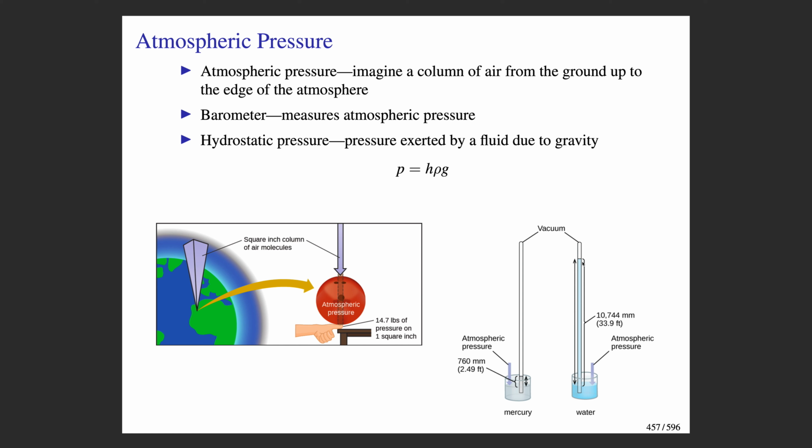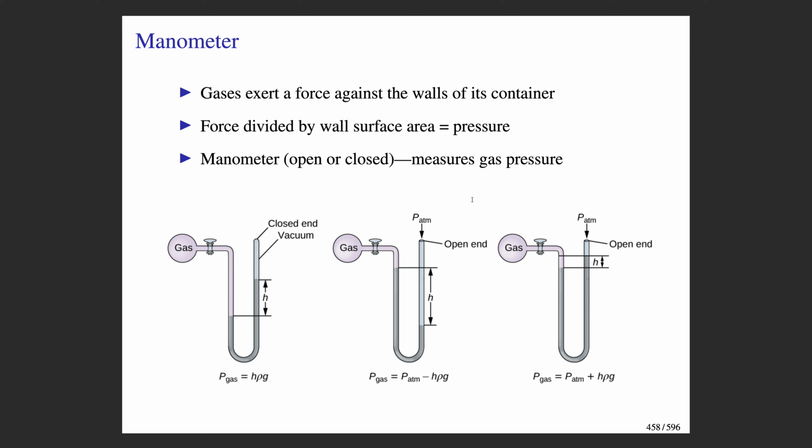The hydrostatic pressure exerted by a column of a liquid can be calculated using this formula here, where h is the height of the liquid, rho is the density of the liquid, and g is the acceleration due to gravity. So what we're going to do next is look at another type of device for measuring pressure called a manometer. A manometer is used to measure gas pressures that are not atmospheric pressure.